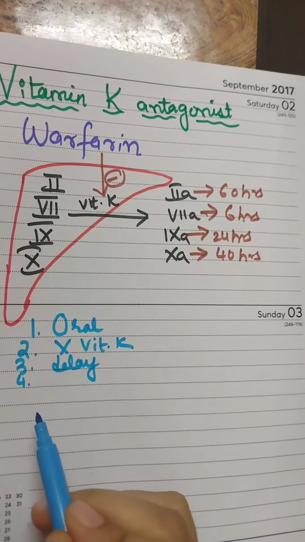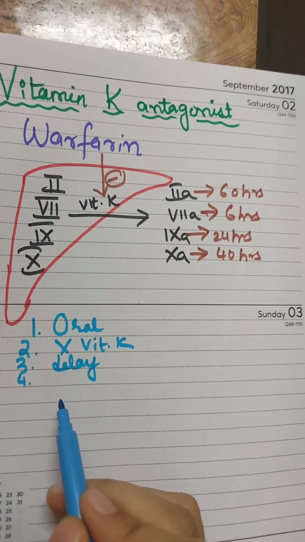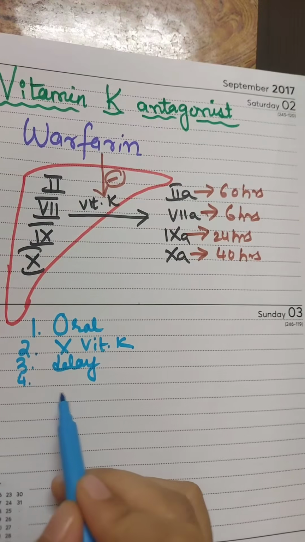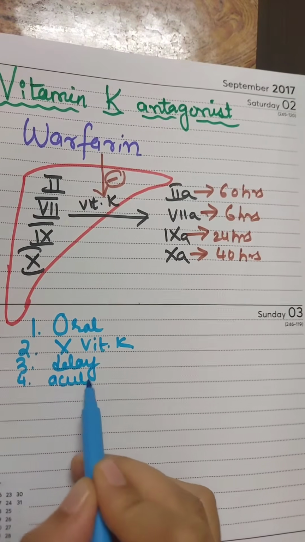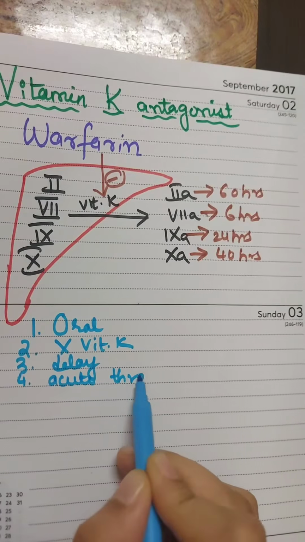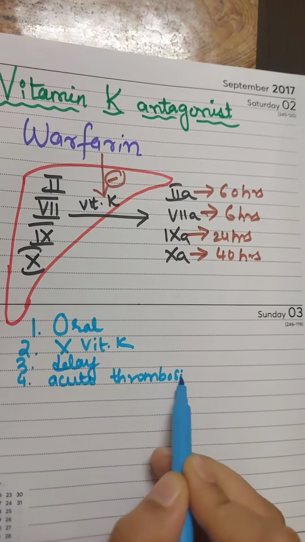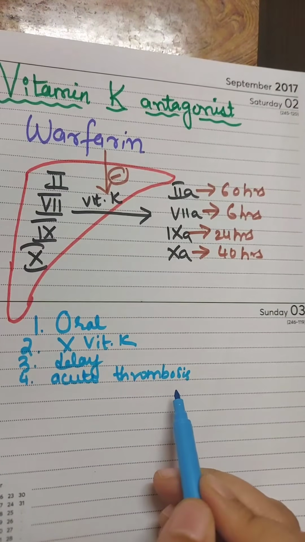Next, since there is a delay in the production of the action, we cannot use it for acute thrombosis. We cannot use warfarin for the treatment of acute thrombosis. So mainly we can use warfarin for maintenance purpose.